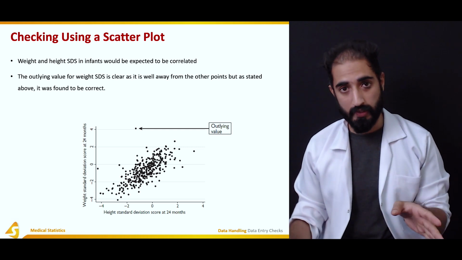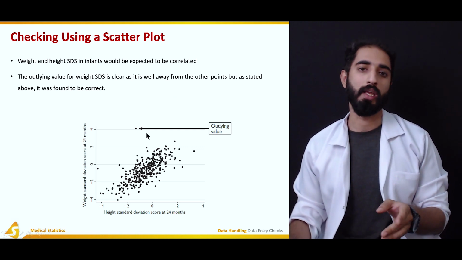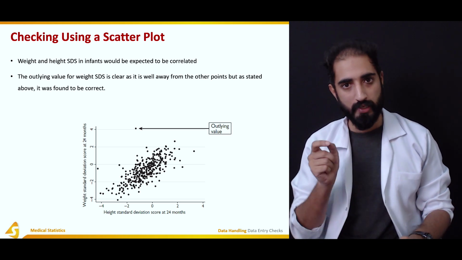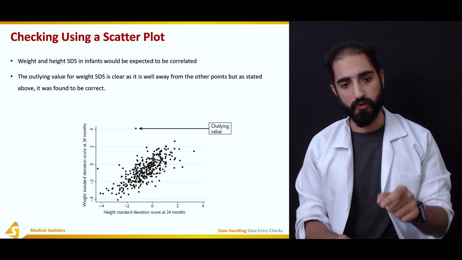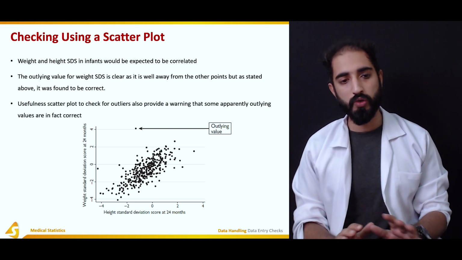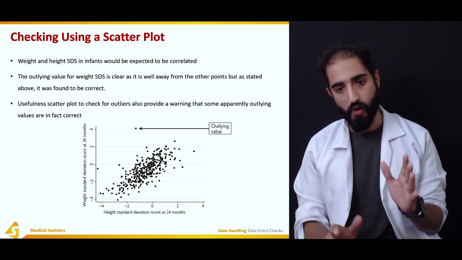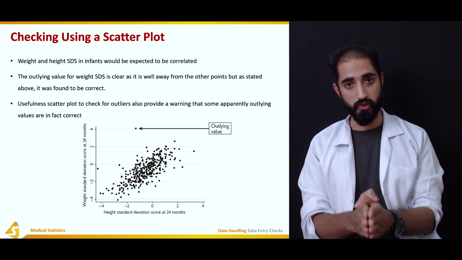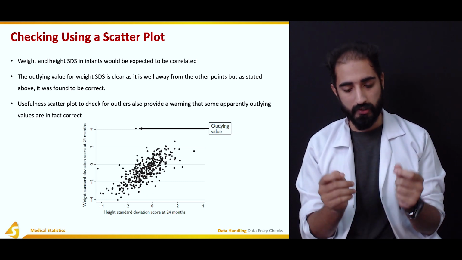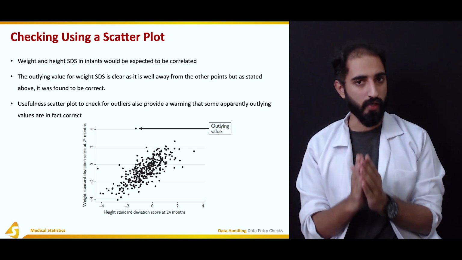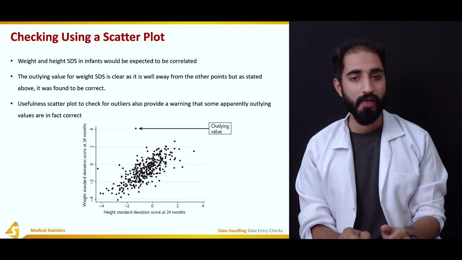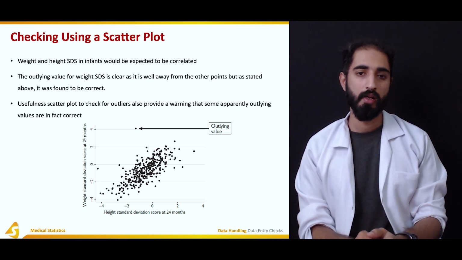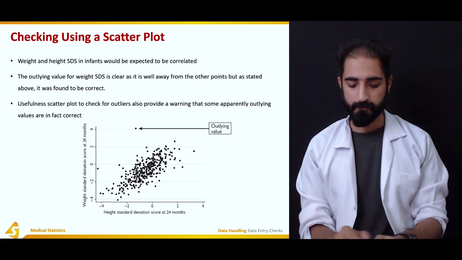So it is not necessary that any outlier that you see is actually a mistake. There can be genuine outliers in your data as well. So always go and check your data for those problems. The usefulness of a scatter plot for checking outliers also provides a warning that some apparently outlying values are in fact correct, as I already mentioned. So do not assume that an outlier is a mistake. It is also possible that some outliers may be genuine. So always check the data for its authenticity.